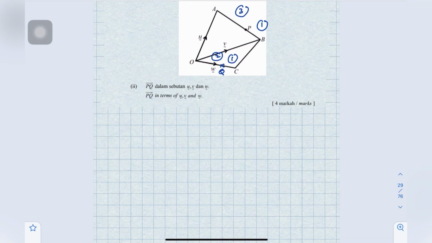Roman 2, find vector PQ in terms of U, V and W. Okay, so vector PQ is this one, PQ. So kita kena tulis dulu dia punya polygon law. So Roman 2, PQ is PA plus AO plus OQ. Okay, semua kena tulis tanda vektor.